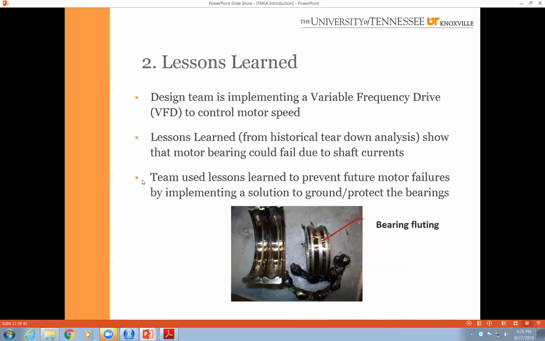This is a real example. When I used to work for air conditioning, we were looking at a variable frequency drive to actually change the speed of a single speed motor for energy efficiency. And we did some teardown analysis for similar products, and we found that the VFD sent some signals to the bearings that caused bearing issues and bearing failures. So we definitely used that in FMEA to start thinking about what we can do to mitigate as we design in the future.